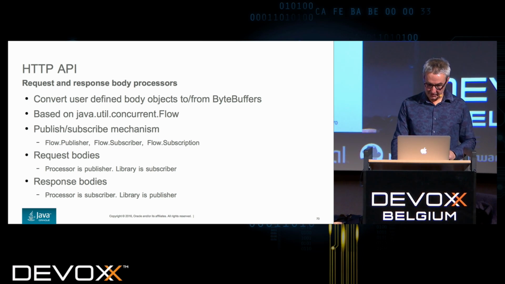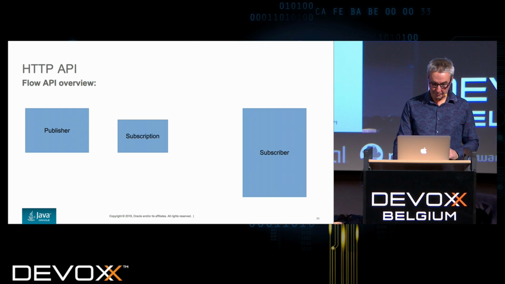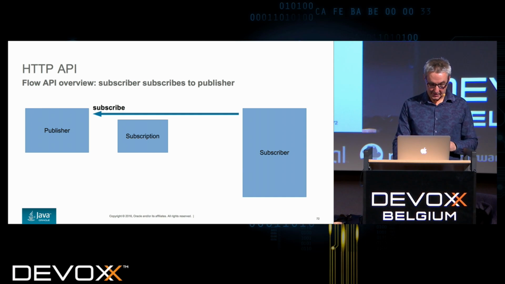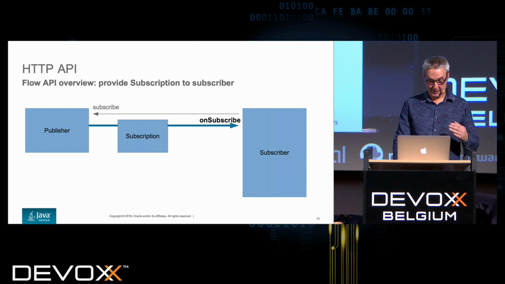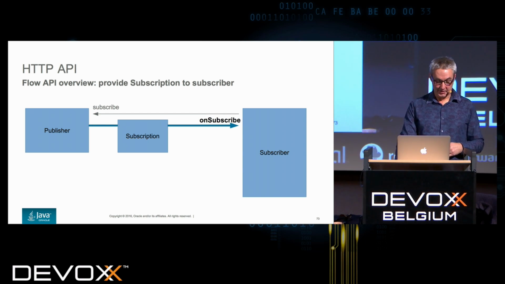So just a brief digression into the Flow API itself. As I mentioned, there's three types, and this should give you an idea of the sequence of events that typically happen when Flow is actually used. So the first thing that happens is a subscriber is provided to a publisher through the subscribe method. Then the publisher immediately calls back to the subscriber, calling its onSubscribe method and providing a subscription object.